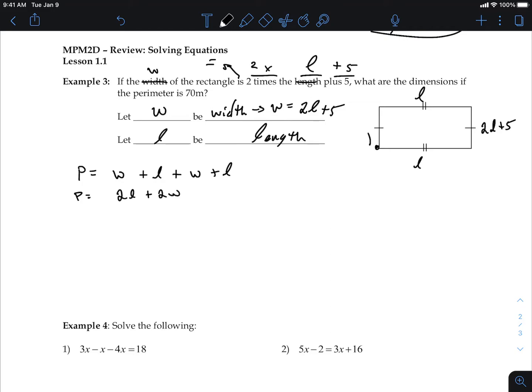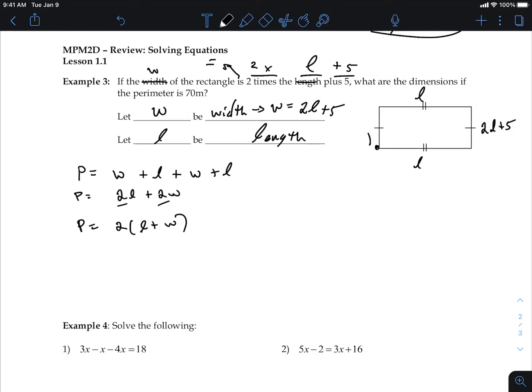And then what they typically do is they try to make it as easy as they can. I see a 2 in both pieces here, so they take it out. Okay, and then their perimeter equation is the one you're probably most familiar with. It just means that we're going to add up the length and width, and then there's 2 of them because there's 4 sides, right? Okay, so that's the equation we're going to work with here, and then we're just going to throw in the things that we know.